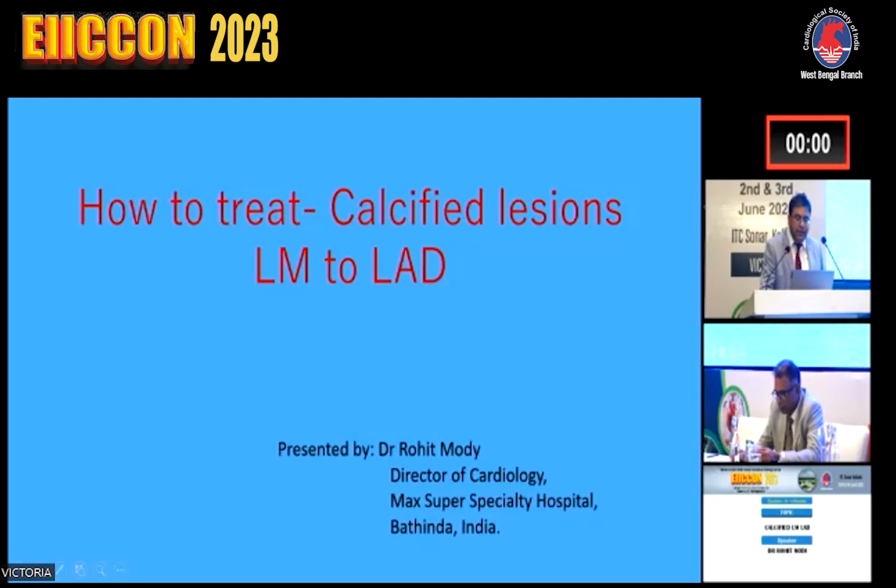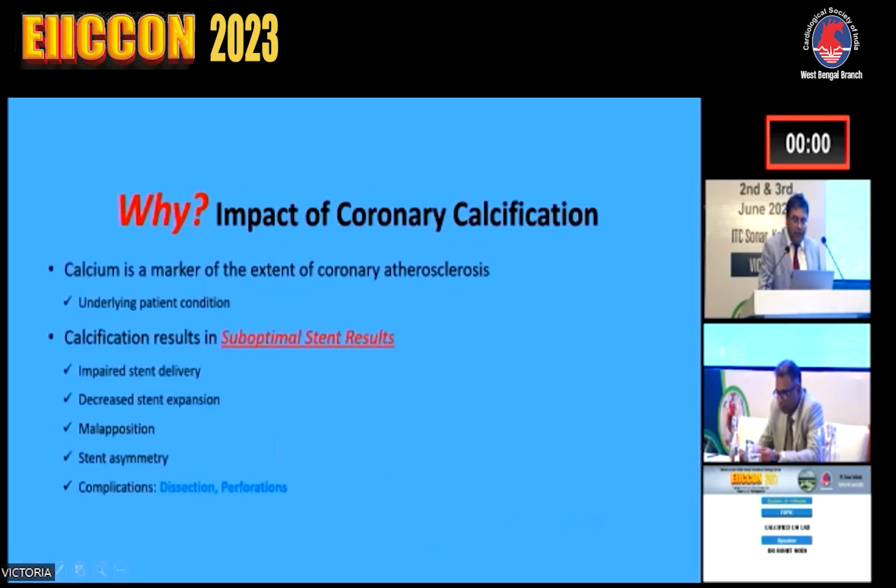That is how to treat calcified lesions, especially focusing on left main to LAD. Why the impact of coronary calcification? Because we all know that calcium is a marker of the extent of coronary atherosclerosis, and calcification results in suboptimal stent results due to impaired stent delivery, decreased stent expansion, malapposition, stent asymmetry, and there can be complications like dissection and perforations.